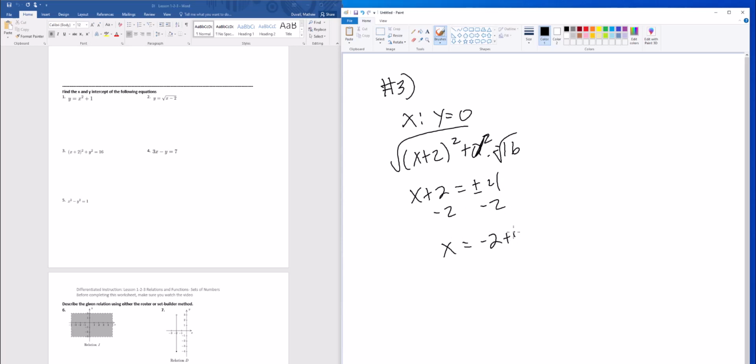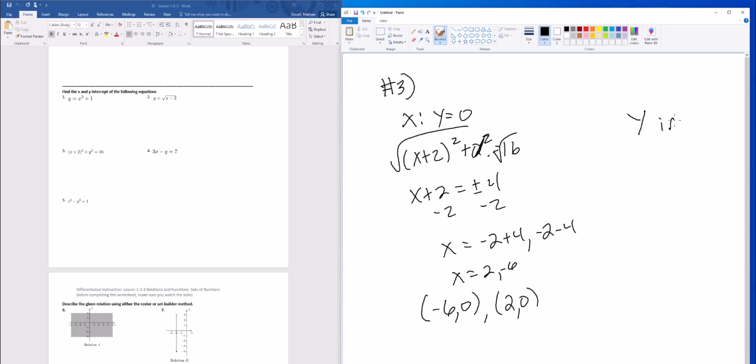So negative 2 plus 4, negative 2 minus 4, right? Plus or minus means there's two versions, one with the plus, one with the minus. So I get x equals 2 and negative 6. So my x-intercepts are (-6, 0) and (2, 0).